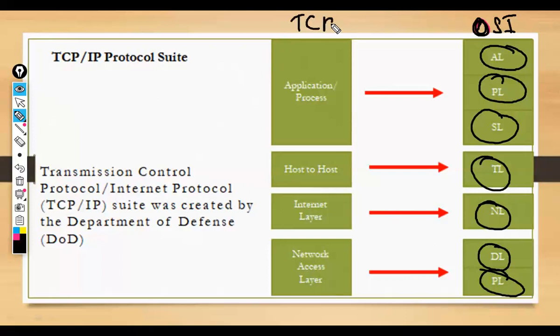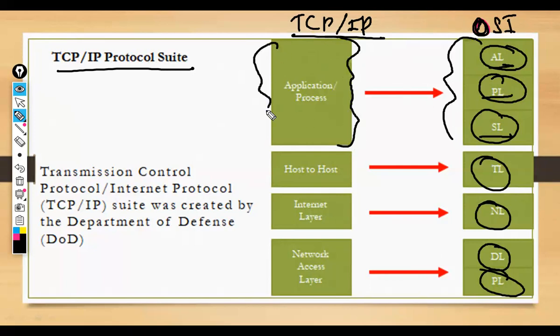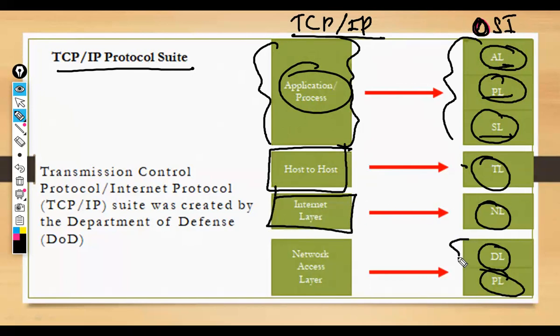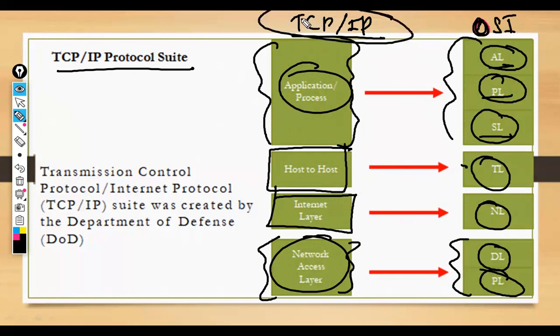Now this is the TCP/IP model, also called the TCP/IP protocol suite or TCP/IP protocol stack. In the TCP/IP protocol suite, you can see the application, presentation and session, these three upper layers, are grouped together and called the application layer. Then the transport layer is called the host to host layer, and the network layer is called the internet layer, and the data link layer and physical layer are grouped together and called the network access layer. So this is the TCP/IP model.